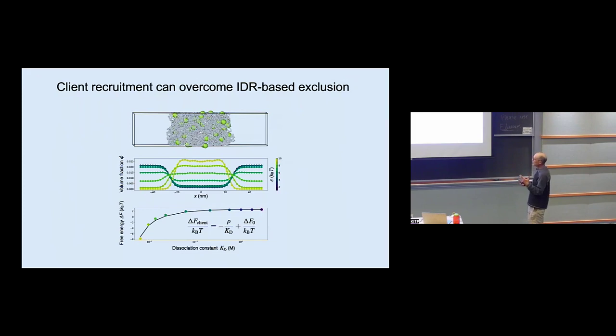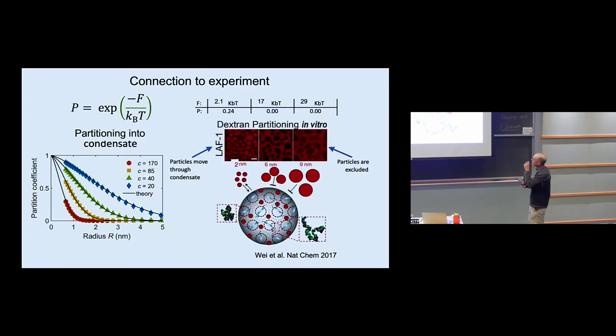Does this apply in the real world? Always a good question. So here's a very, very short, limited comparison to experiment. These are experiments that were already done in Cliff Brangwen's group. The idea is that the partition coefficient should just be determined by these free energy differences in the dense and dilute phases. This is just some theory to show that, depending on the density of the IDRs inside of the condensate, you get a size-dependent partition coefficient.